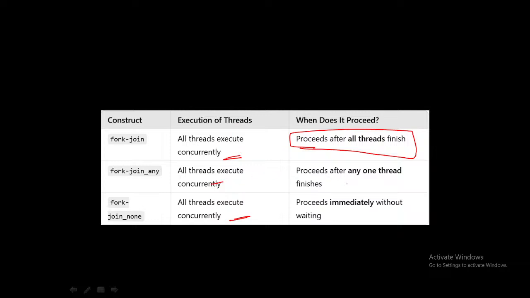Whereas in the case of fork join any, it proceeds after any one of the threads finishes. Fork join any waits for the completion of at least one thread. Whereas in the case of fork join none, it proceeds immediately without waiting. It is not going to wait for the execution or completion of the threads. So these are the types of fork join we have in SystemVerilog: fork join, fork join any, and fork join none.